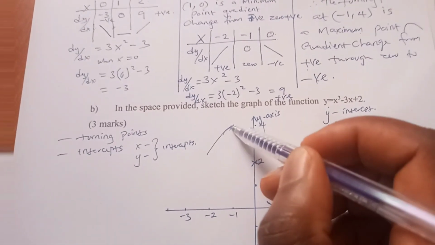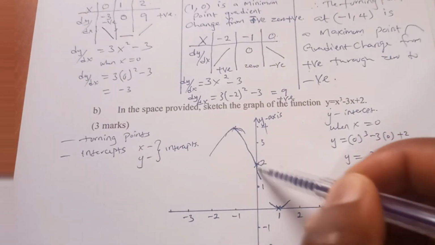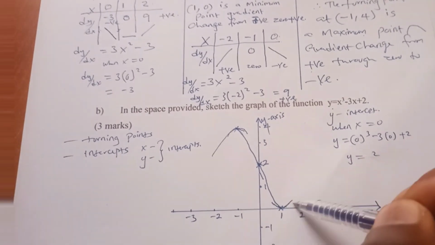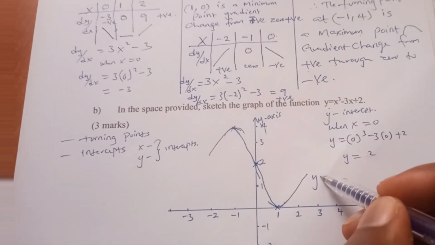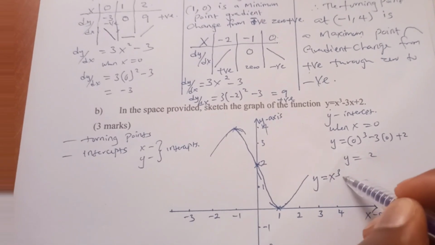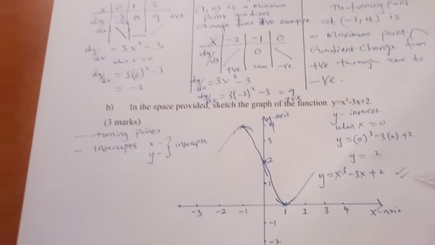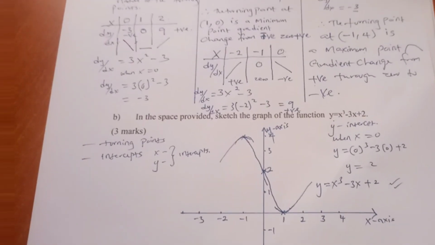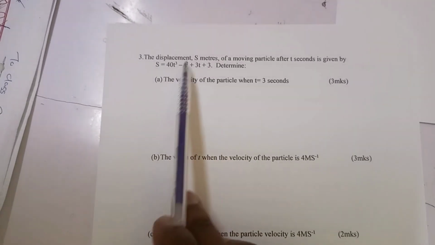So therefore, we join our two turning points, and there we go. We can write the equation on the curve, and we have sketched the curve. That's how the graph would look even if it was plotted using the accurate way of plotting.